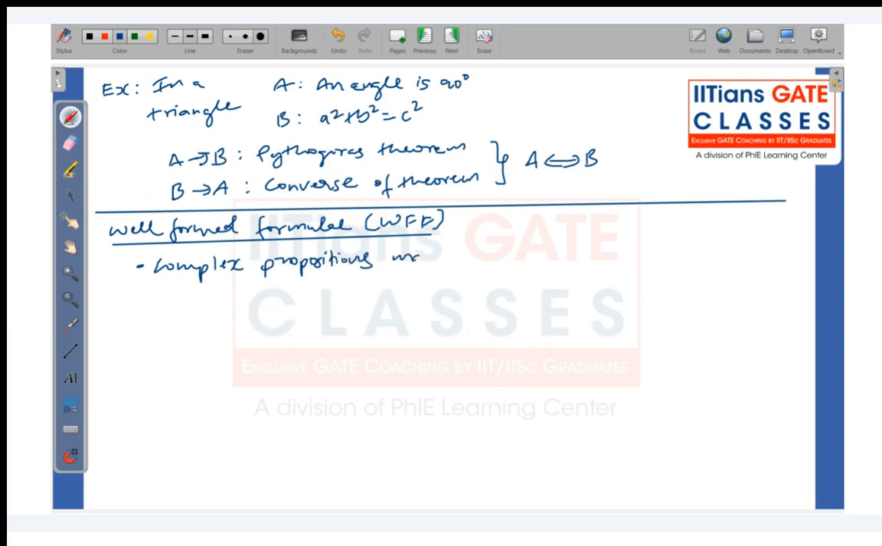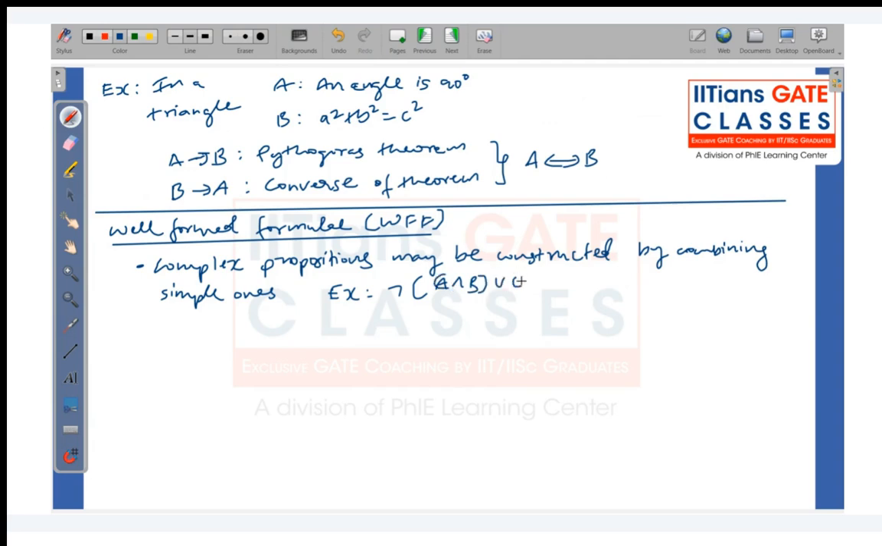These complex propositions may be constructed by combining simple ones. For example, we can have negation of A and B or C. For doing such constructions, there are some rules.